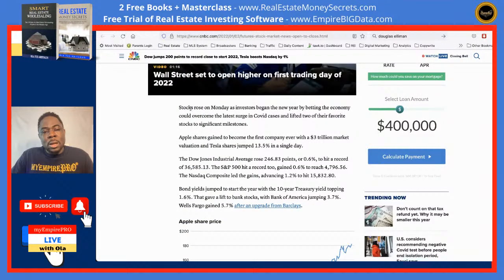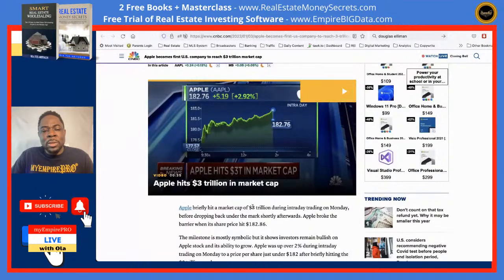Betting the economy, stocks rose on Monday, began the new year by betting the economy could overcome the latest surge in COVID cases and lifted. I don't want to say that word just for the algorithm, but I'm just going to say it. Okay, not worried about that. Apple shares gained to become the first company ever with $1 trillion. That was another news that I have here.